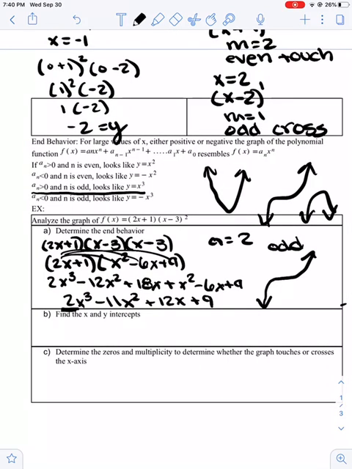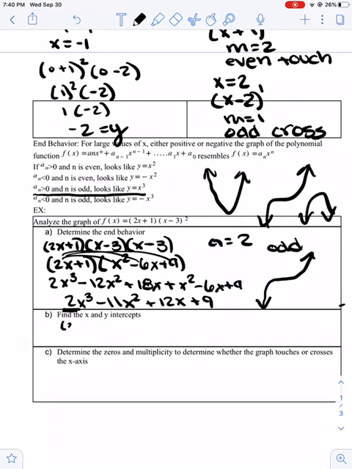Next, we are looking to find the x and y intercepts. So again, let's solve for the x. So 2x plus 1 equals 0. X minus 3 squared equals 0. That is 2x equals negative 1. X equals negative 1 half. Here we get x minus 3 equals 0 by square rooting. X equals 3. Lastly, the y-intercept, plug in 0 for x.